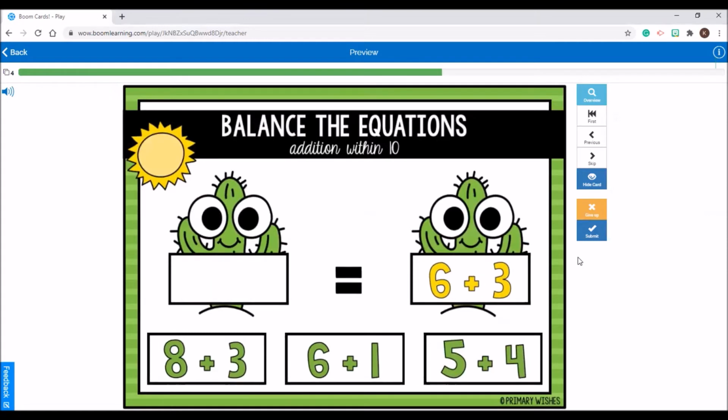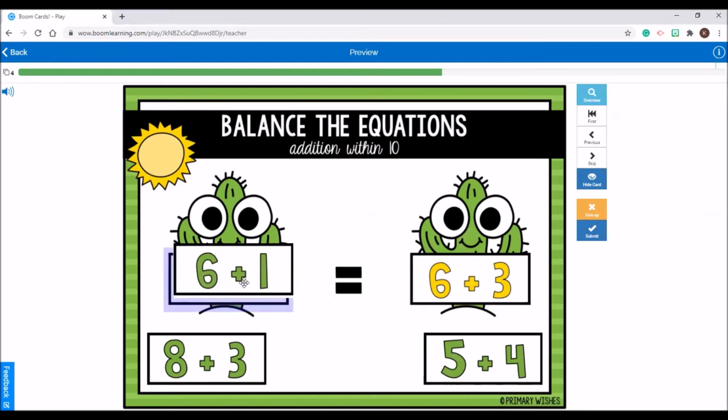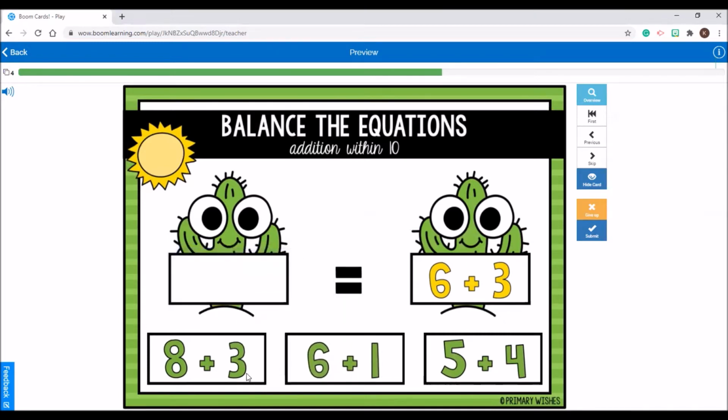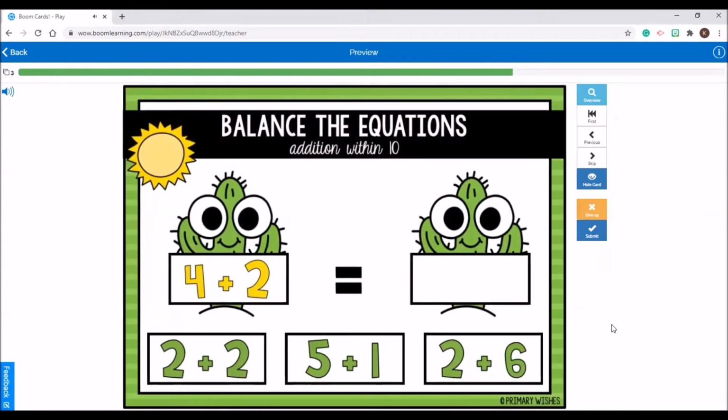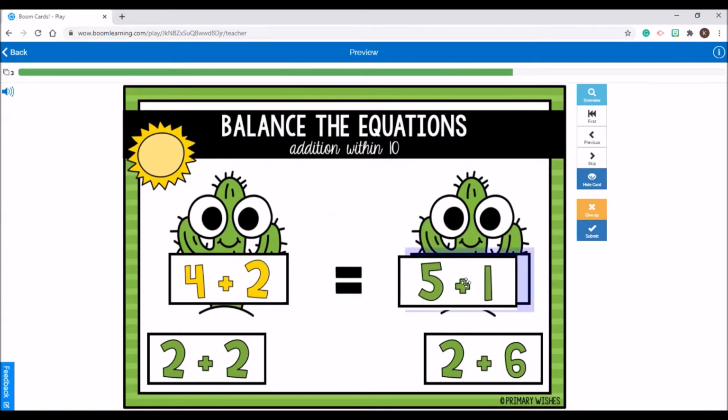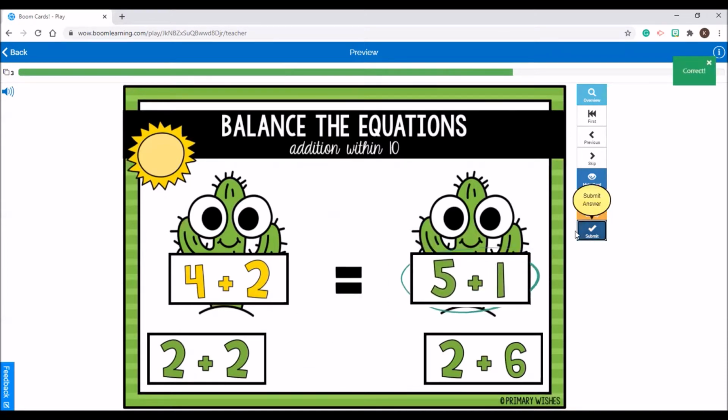What matches with 6 plus 3? Oh, no. No, not that one. This one. You sure? Let's check. All right. 4 plus 2 is equal to... Again, you're right.